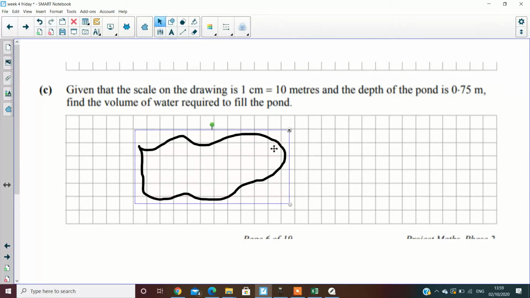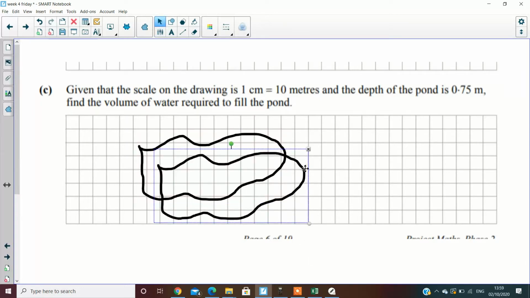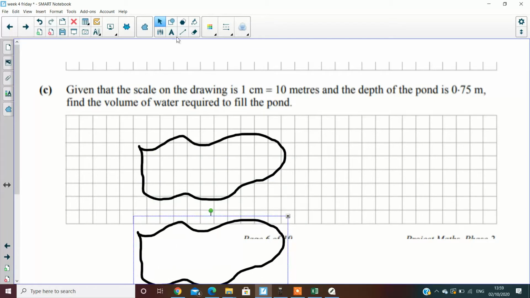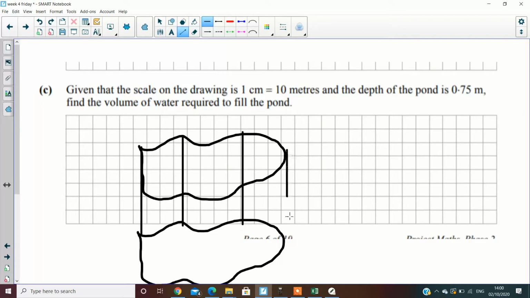Now, what I'm going to do here is clone this, and put one above the other. What I'm trying to get at is a depth thing. You're imagining an empty swimming pool, where the base of the swimming pool is the same as the top. So what we're assuming is the bottom of the pond is the same as the top. A bit like a loaf of bread. If you slice through it, the shape of the slice will be the same no matter where you slice it. Does that make sense? All right.